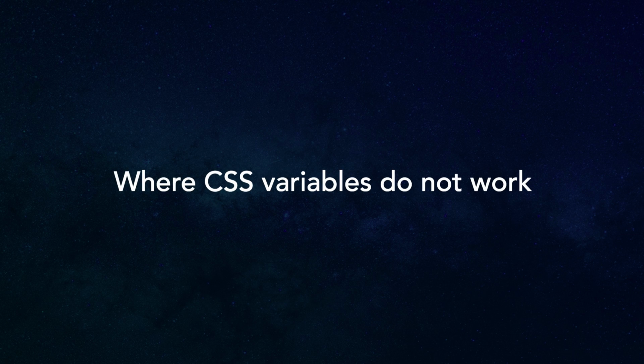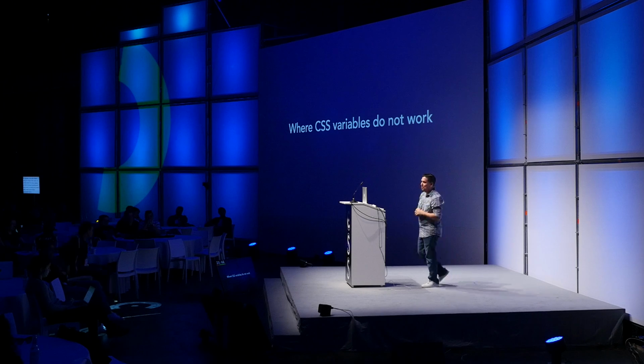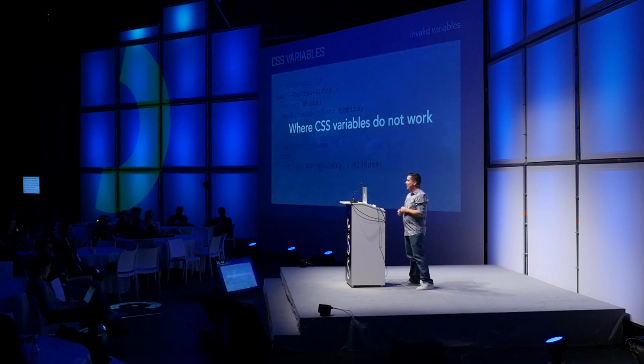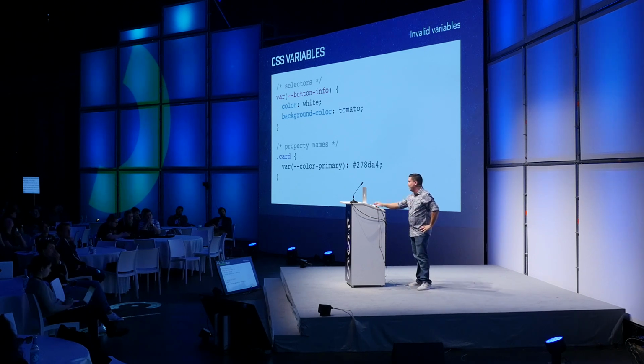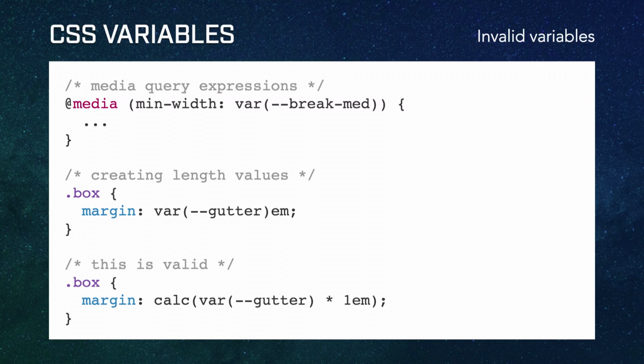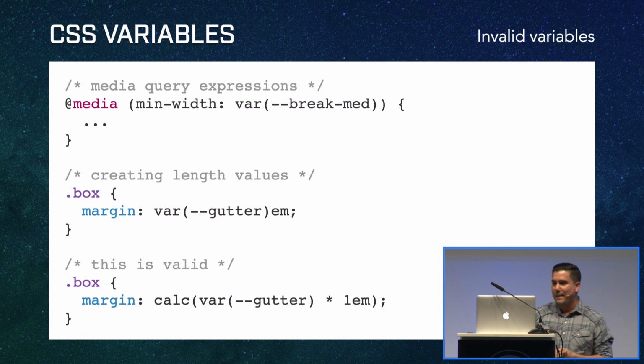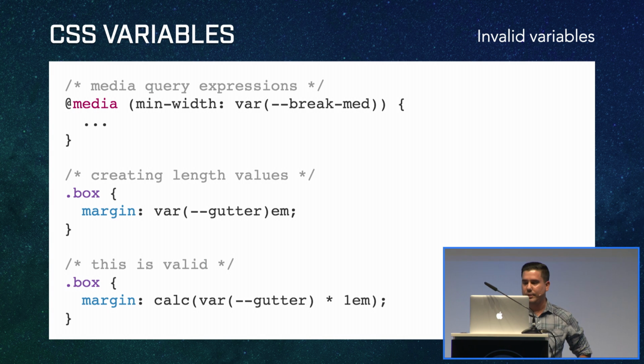So now that you've seen how and where CSS variables work, you should know where they do not work. You cannot use CSS variables in selectors. You can't use them in property names either. You can only use them in values. They're also not valid in media query expressions, which is kind of a bummer. I wish they were. And you can't use them to create length values, like the middle box rule here. That's invalid. And again, you should use calc to build your length values using CSS variables.